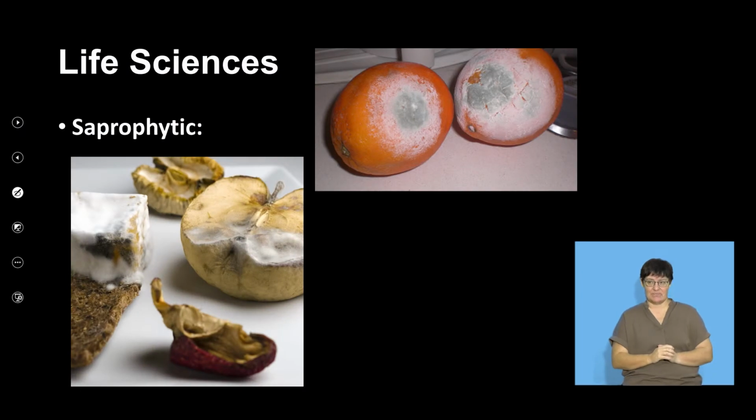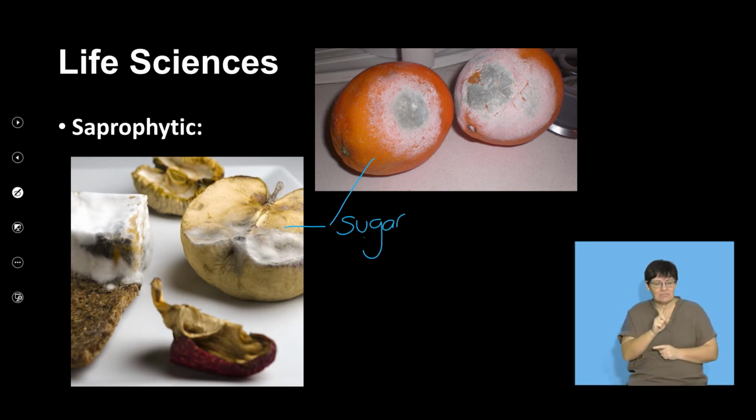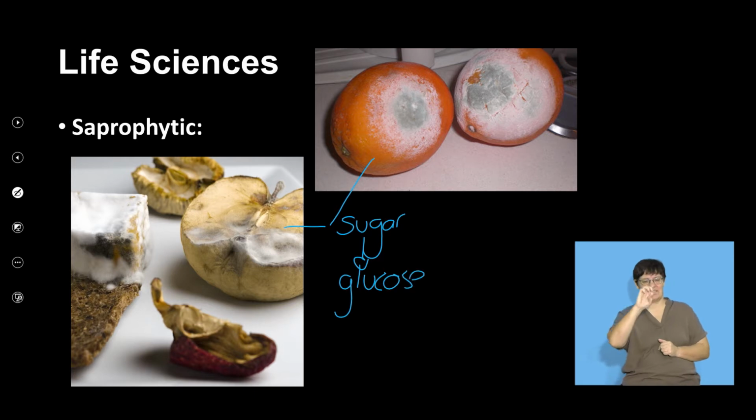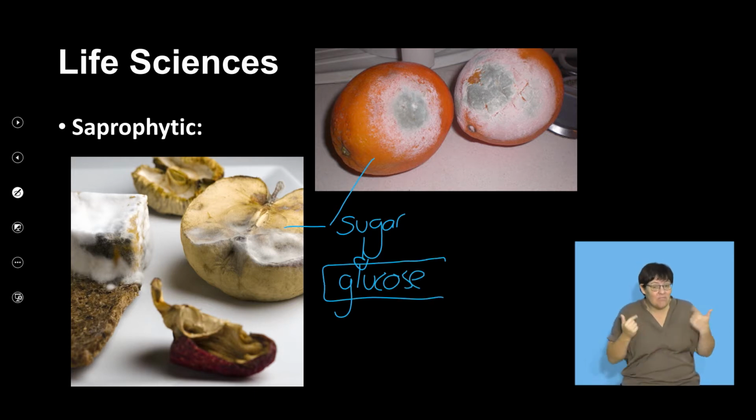Okay, guys, so let me show you what I mean by saprophytic. If you have a look at the pictures that I've chosen, they are feeding off, they want the food. What's in an apple? What's in an orange? Sugar. What is sugar? It is glucose. And what do all living things need? Glucose, because they need it for energy.